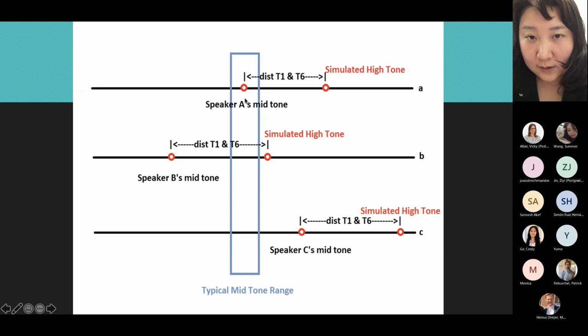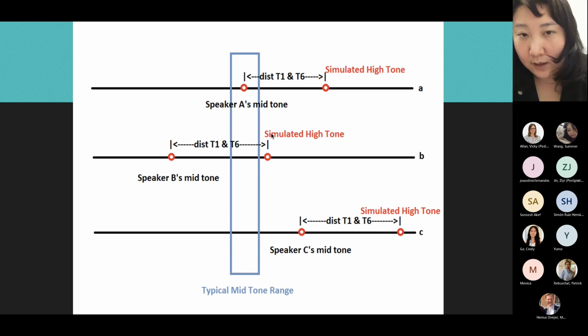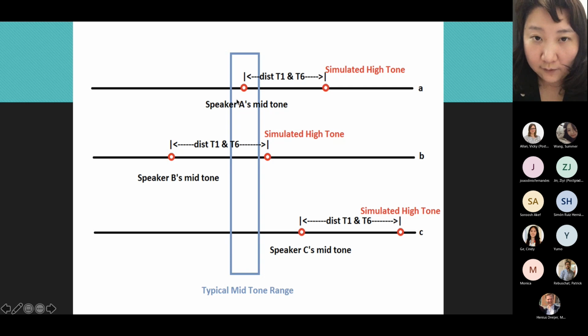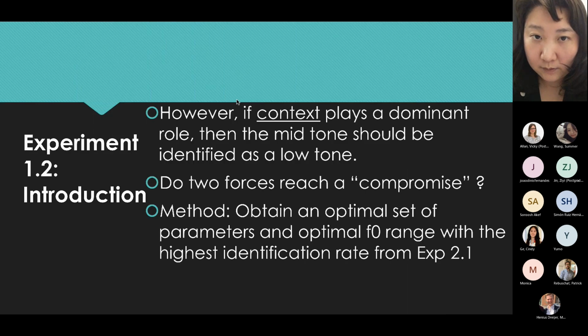So that means the two forces are in competition. If you rely totally on parametric representations, on the knowledge of whether this tone is typically mid or low, then you would say this is a midtone. However, if you rely totally on the contextual information, you would say that this is a low tone. So we designed this kind of experiment to check whether speakers are using parametric representations, or using contextual information, or using both.